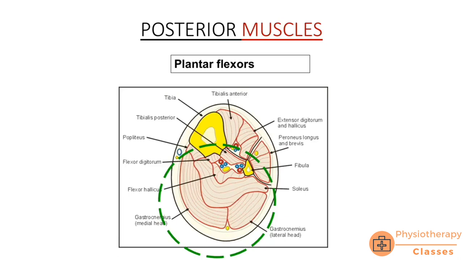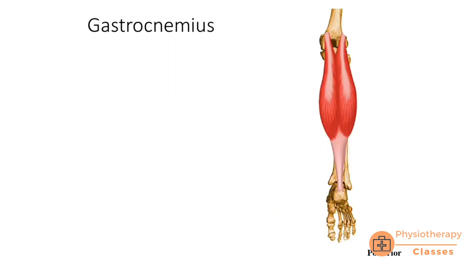Moving on to posterior compartment muscles. The first muscle is the largest muscle of the posterior compartment and the largest muscle of the leg, that is the gastrocnemius muscle. So the gastrocnemius muscle has two bellies.